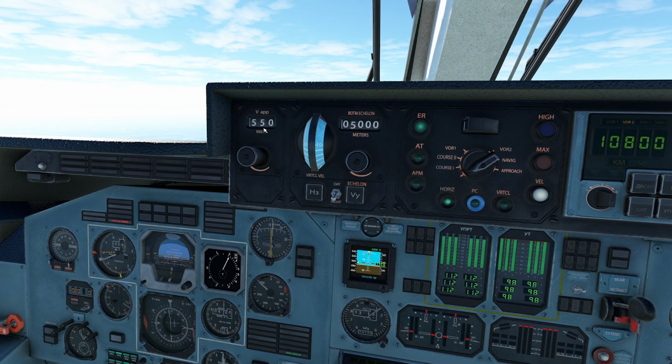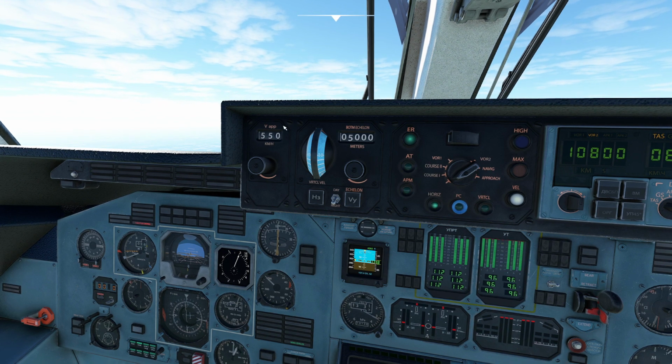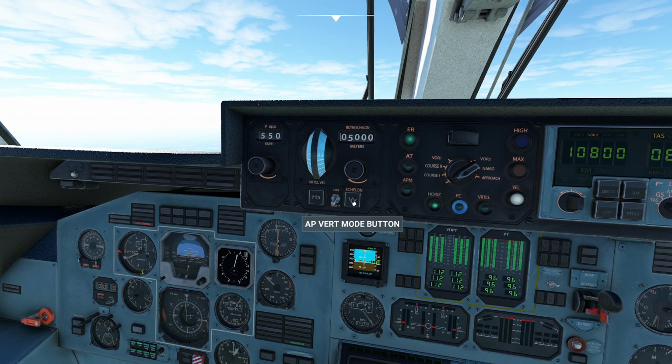We climb at about right there. What's going to happen now is my aircraft is going to pitch down a little bit, but what I really want to do is I really just want to climb at a set speed. That's when these two buttons come in handy.